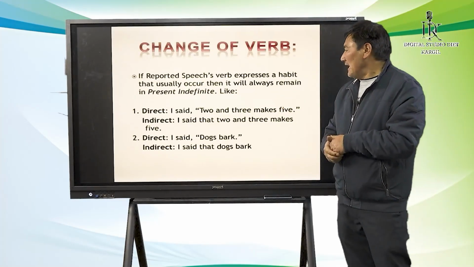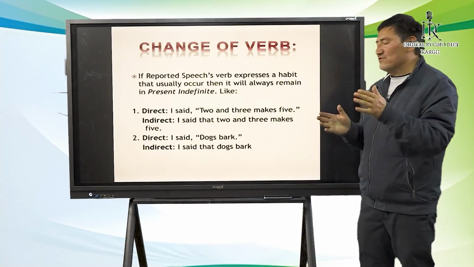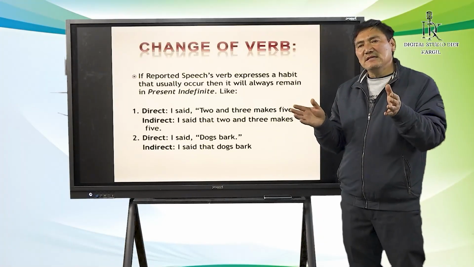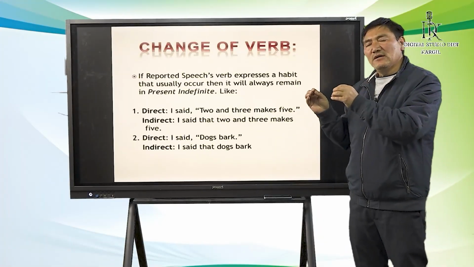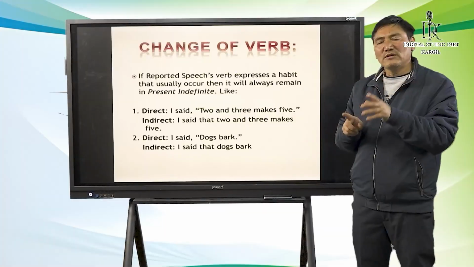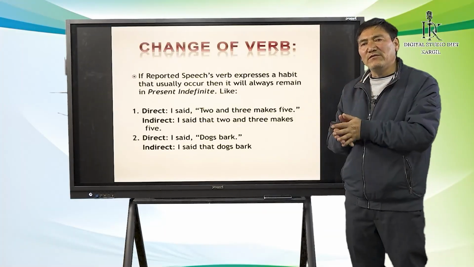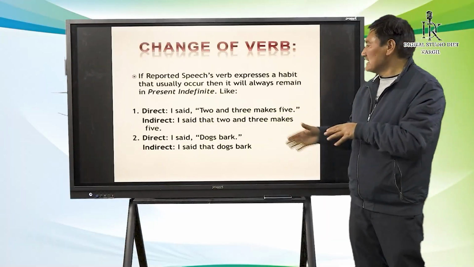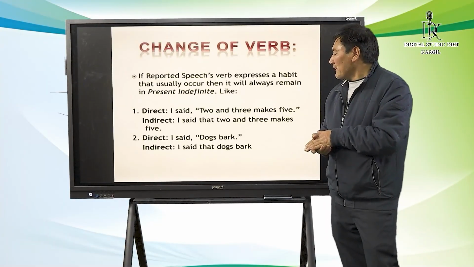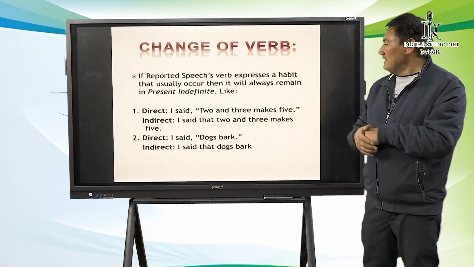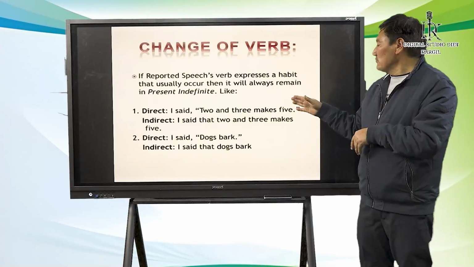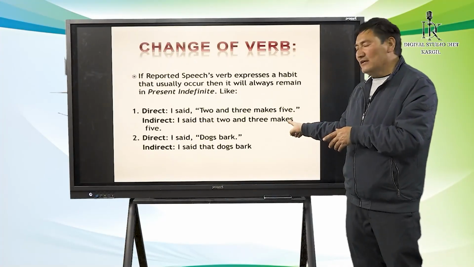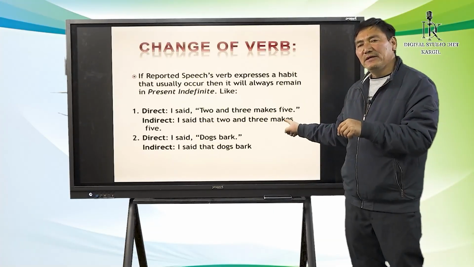Direct speech, I said, "2 and 3 makes 5." This is a universal fact. Universally, it is recognized that 2 and 3 will not make 4; 2 and 3 will make 5. It is a recognized universal fact. In such cases, while making indirect form, I said that 2 and 3 makes 5. It will not be made, it will be make.